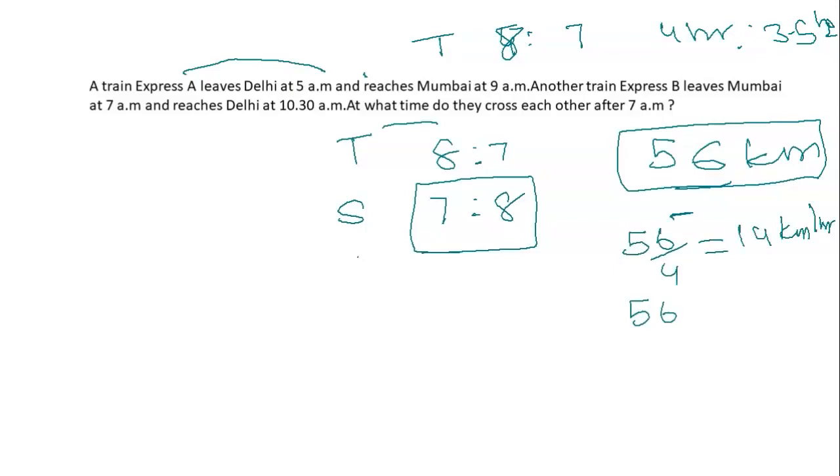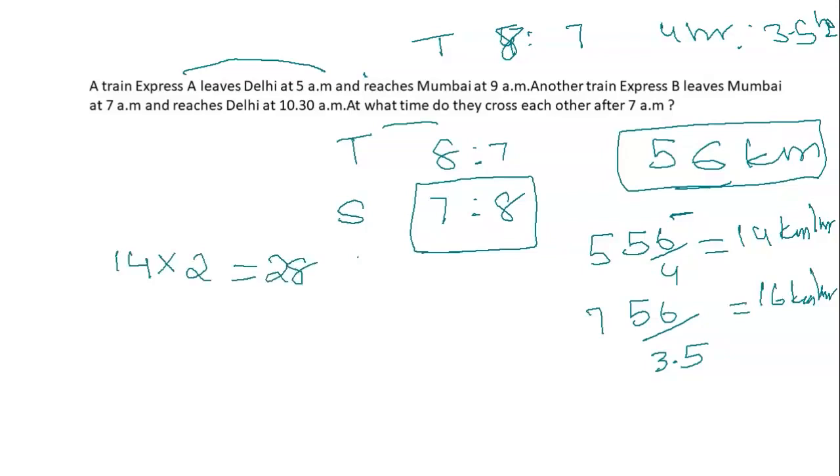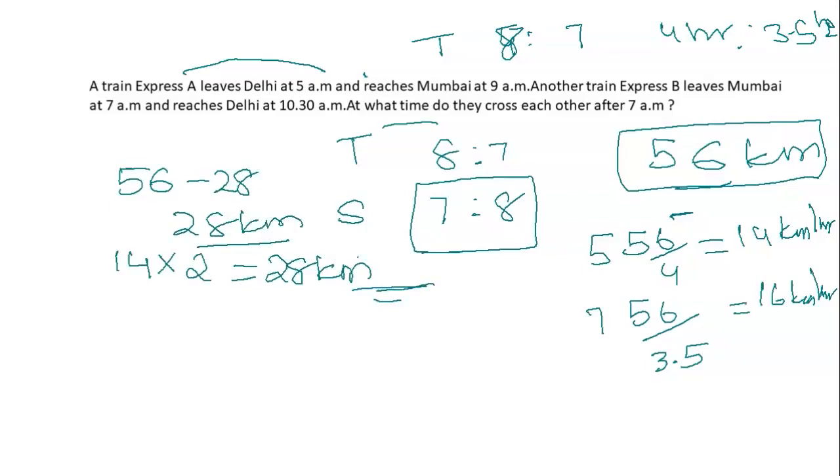The next train goes at 56 divided by 3.5. It's nothing but 16 kilometers per hour. Okay, the second train. This is the 7 o'clock train. This is the 5 o'clock train. So the first train goes at 14 kilometers per hour for 2 hours, which means it covers how many kilometers? 28 kilometers. So out of 56 kilometers, 28 kilometers is already covered. So the pending one is going to be 28 kilometers only. And now after 7 o'clock, both the trains will start moving.